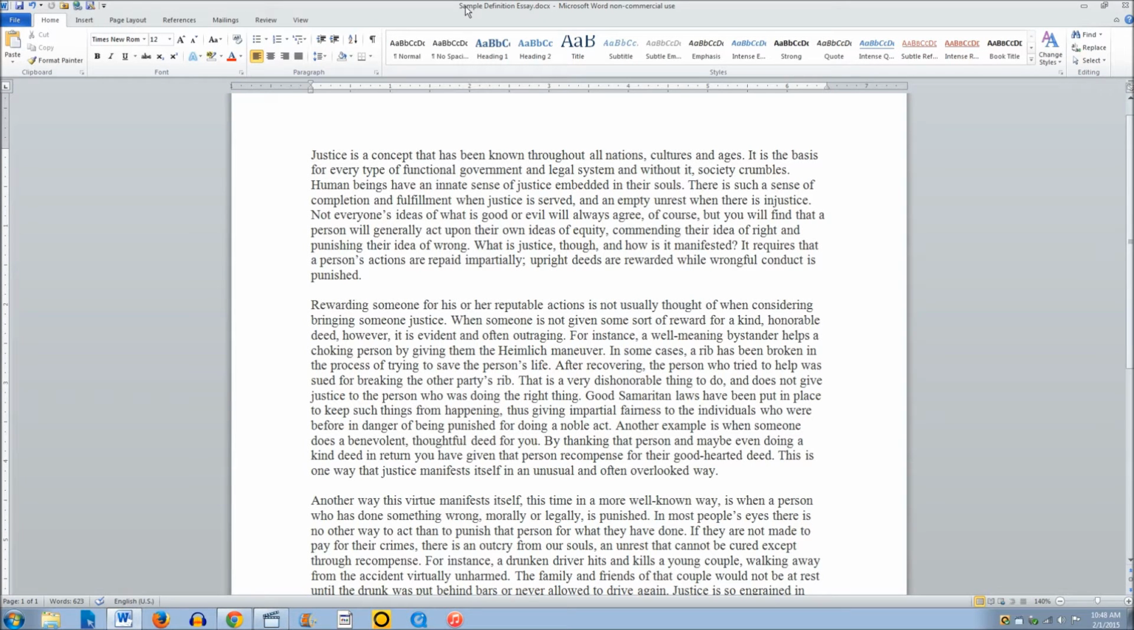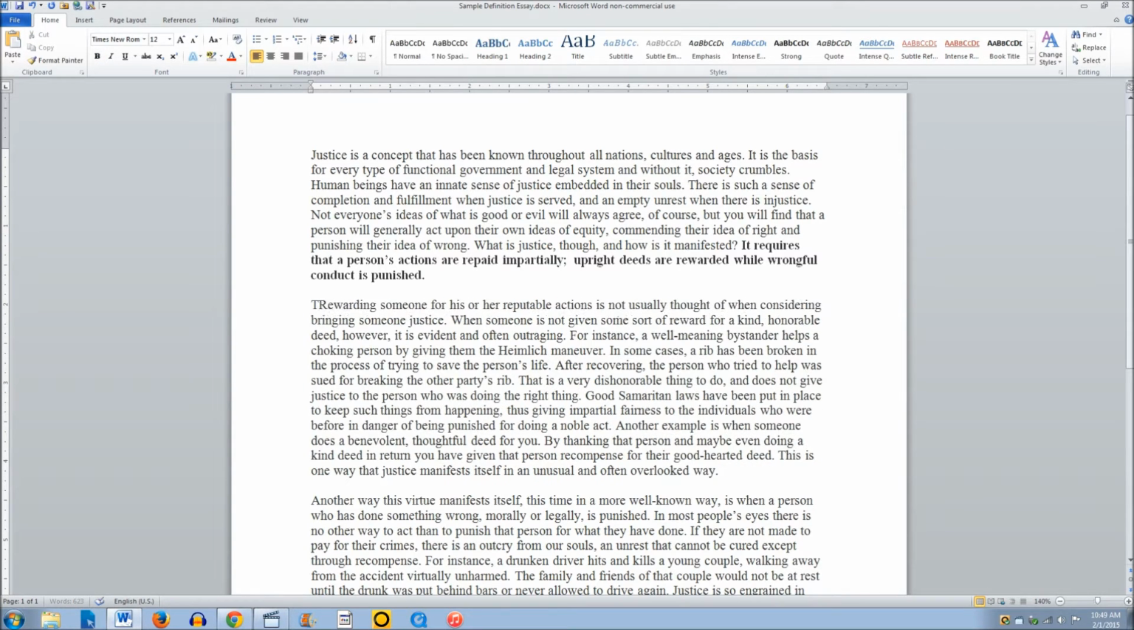So here is a sample definition essay. We're going to go through it just so you can kind of see what exactly is expected of you. First, we have a pretty good opening which defines the topic right here in the thesis statement. So point 1, we'll look at rewards, and point 2, we'll look at punishment. Nicely organized. What's missing here is a transition.